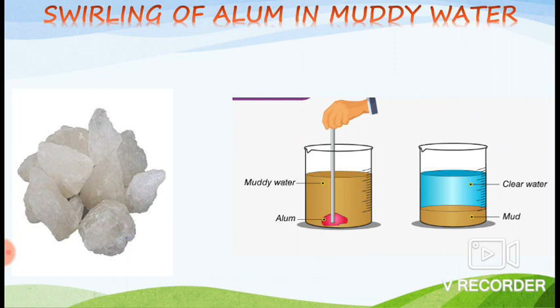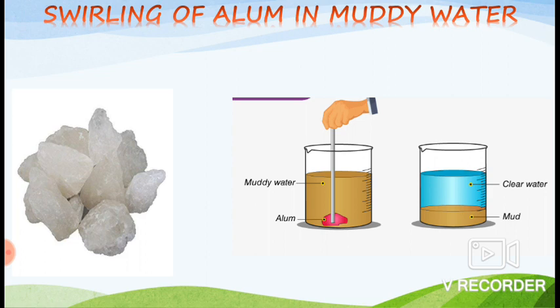Students, let's try this. Take a piece of alum and swirl it once in the water in the first beaker. Leave this beaker undisturbed for 2 to 3 hours. Now look into the picture, student. You can see those crystals are of alum. And when you add this alum to the water, it helps in making the water clear. It helps the soil particles to settle down.